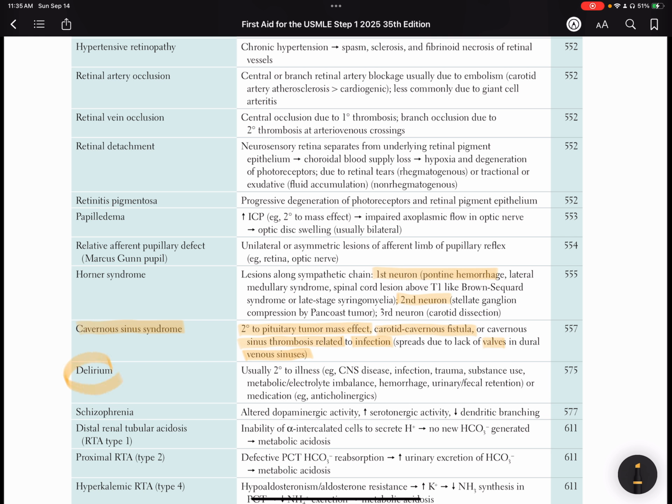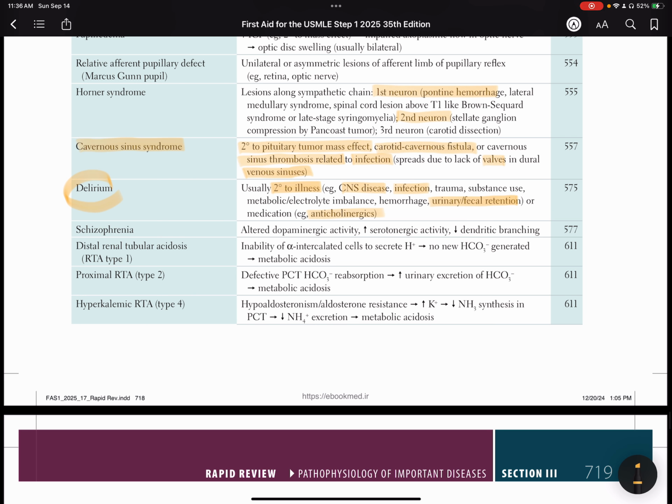What is delirium? Delirium is usually secondary to illness like CNS disease, infection, trauma, substance use, metabolic or electrolyte imbalance, hemorrhage, urinary or fecal retention, or medication. Example, anticholinergics.